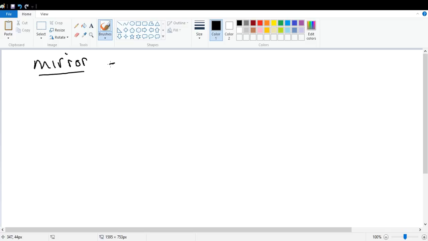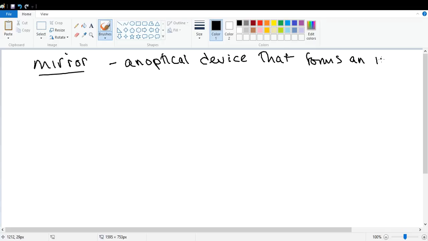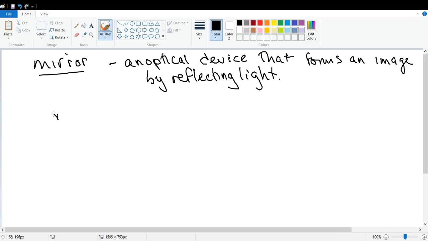So a mirror is an optical device that forms an image from an object by reflecting beams of light. And there are two types of mirrors. So one is the concave mirror.